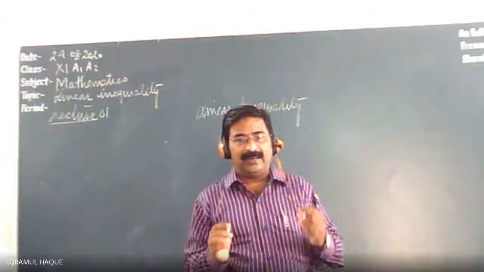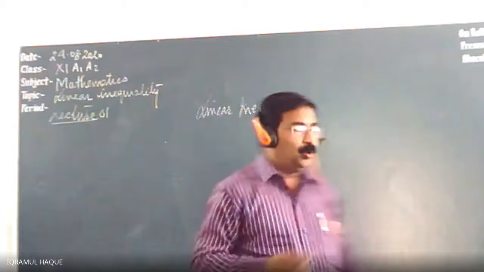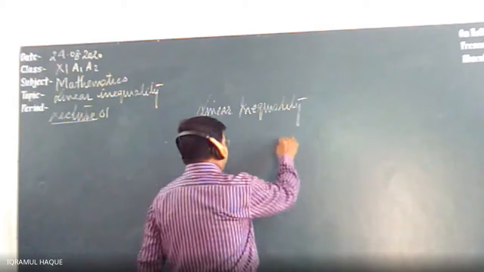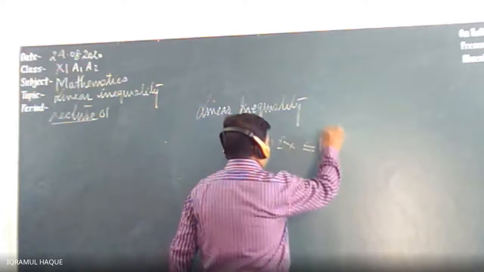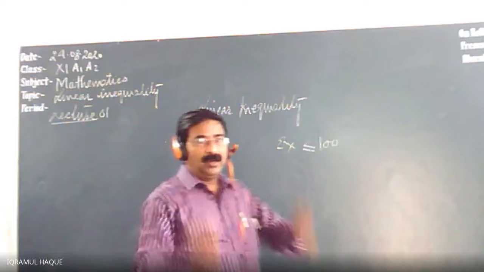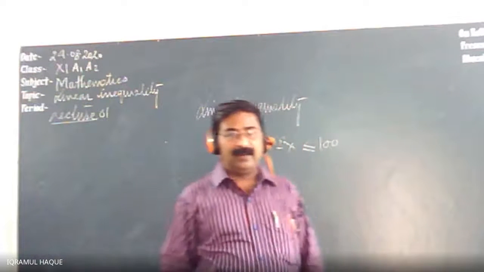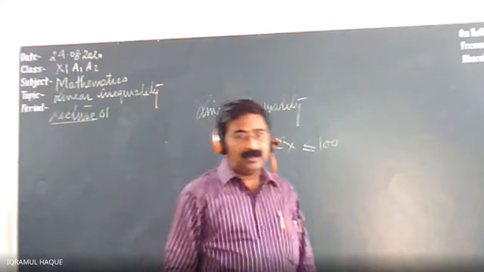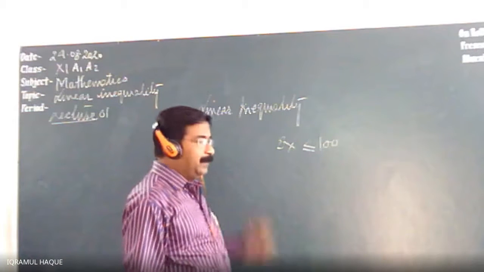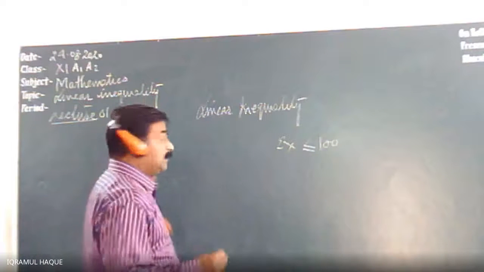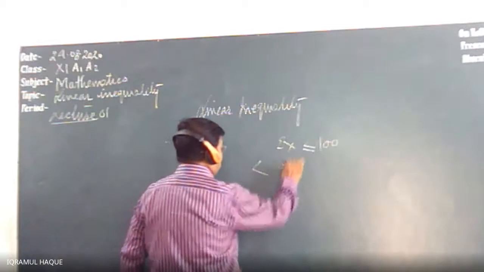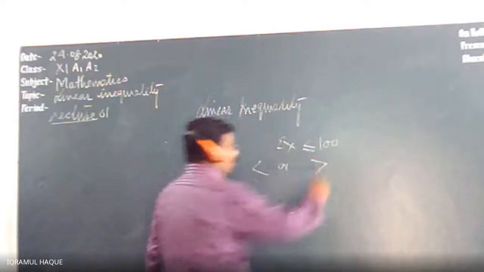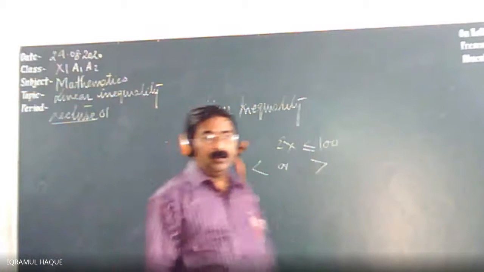So you cannot spend more than 100. So your expenditure will be less than or equal to 100. It means you can spend all 100 rupees or you can spend less than 100 rupees. Got it? So inequality means it is of two kinds: we have less than or more than.